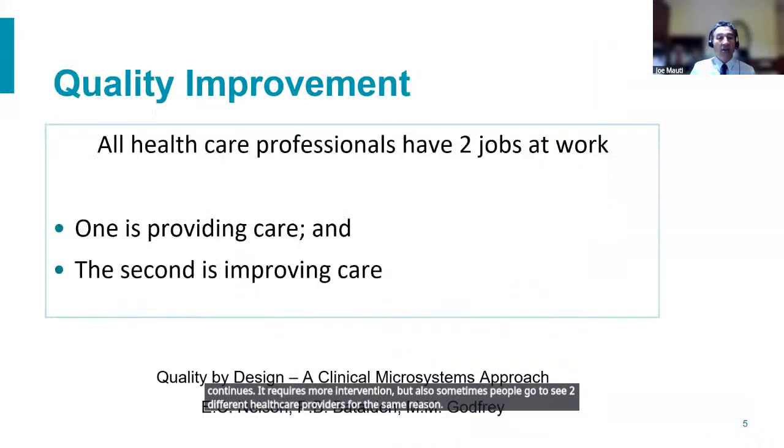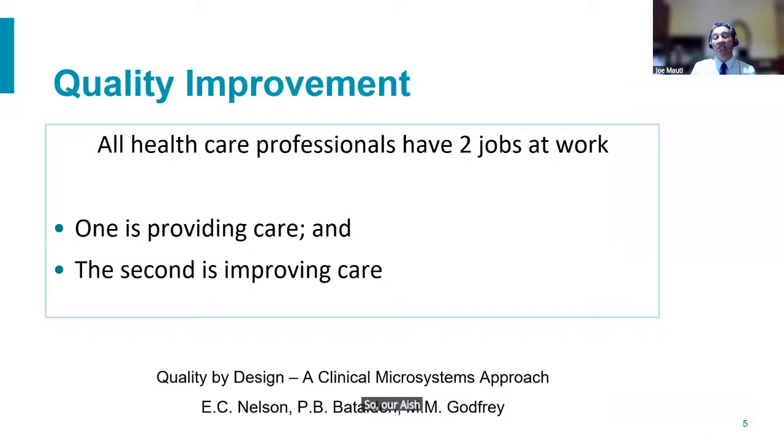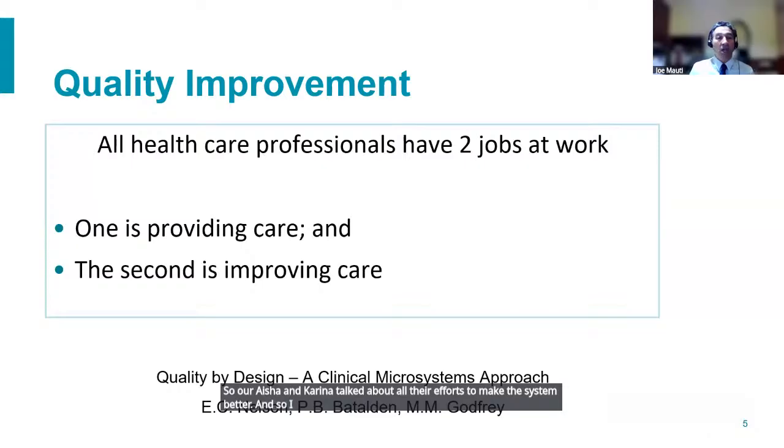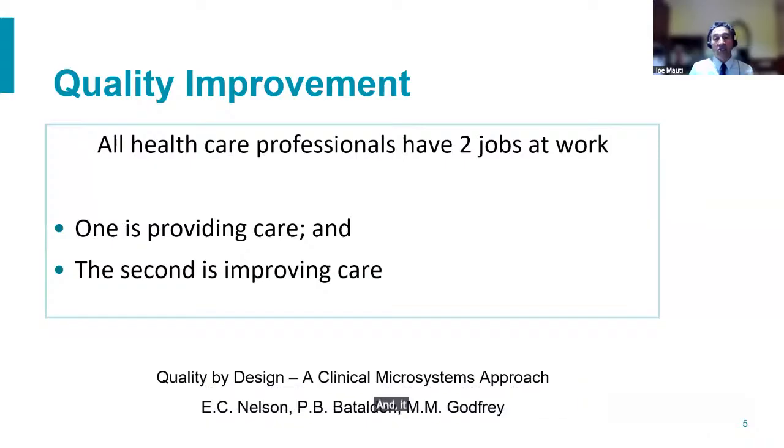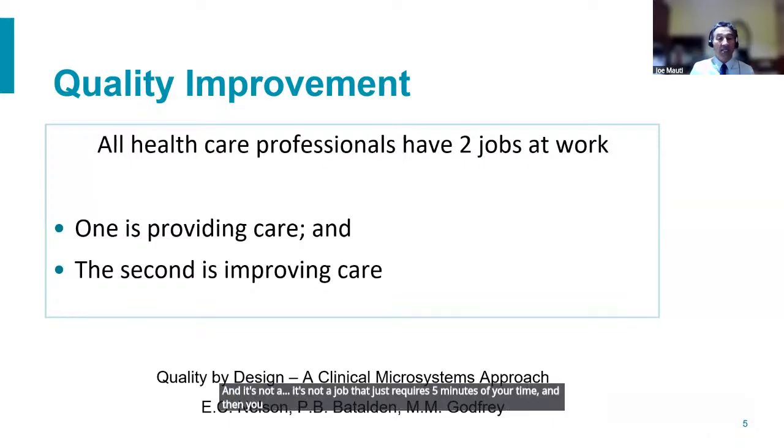So Aisha and Karina talked about all their efforts to make the system better. And so I believe that quality improvement is about making things better in a methodological, consistent way, and it's not a job that just requires 5 minutes of your time and then you put it to bed. It is continuous effort to try and make something better.